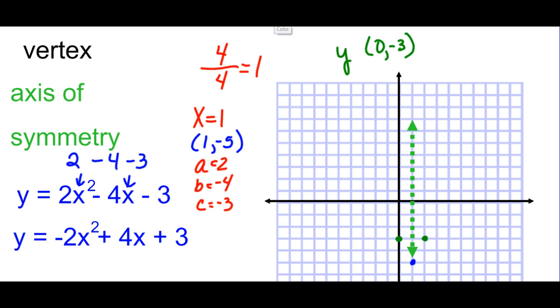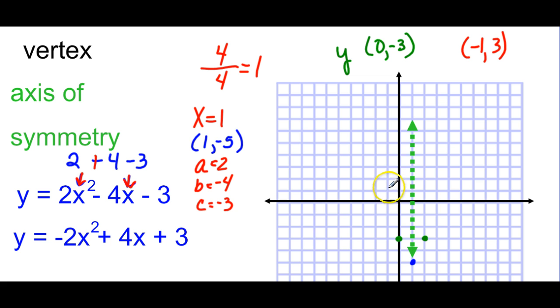I need another point. So how about I put negative 1 in for x. So that means I'm going to put a negative 1 here and a negative 1 here. So negative 1 squared is 1. 1 times 2 is 2. Negative 4 times negative 1 is positive 4, minus 3. So that's going to give me a 3. So I'm going to also use the point negative 1, 3.